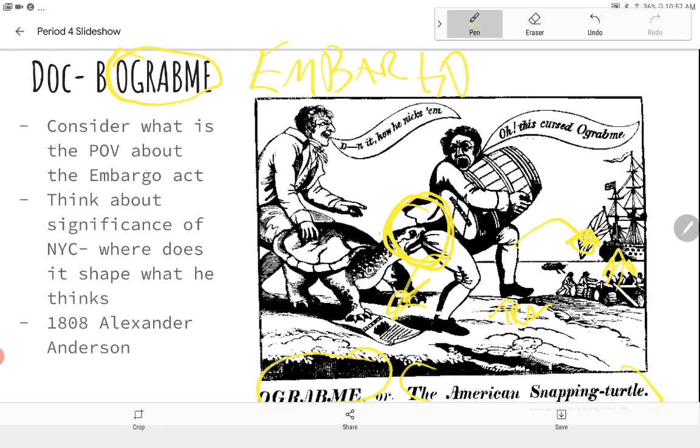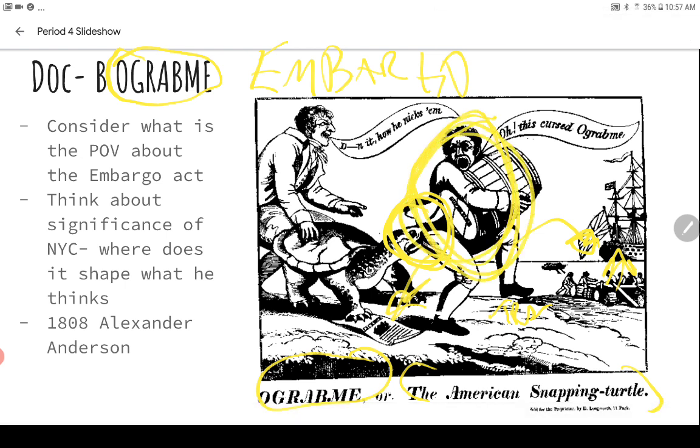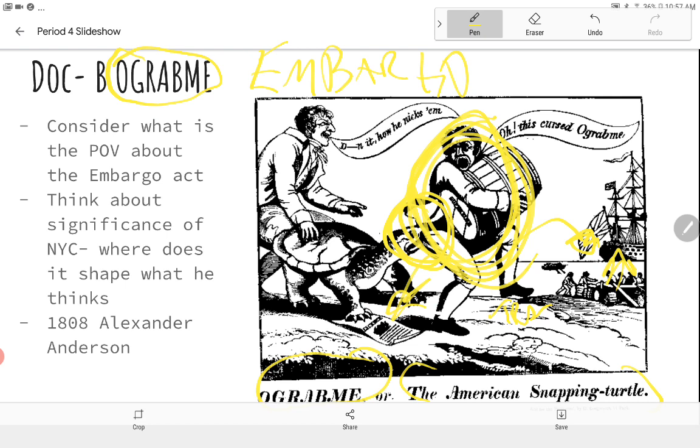So people are smuggling, people are complaining. Now, a lot of people think this is a negative depiction, but this is an American trader saying, I'm being stopped by the cursed oh, grab me. What is the point? They do not like this Embargo Act. Think about where this person is from. This is Alexander Anderson in 1808 from New York City. People in New York City are merchants. They are traders. They are not going to be excited about Jefferson stopping them from trading with the British. So this is critical of Jefferson.